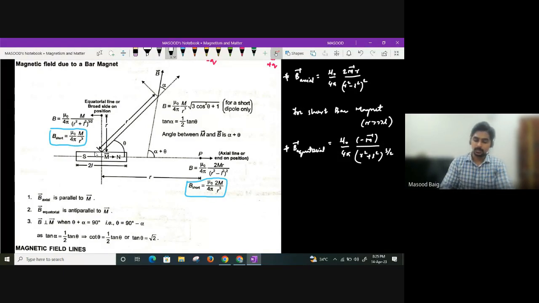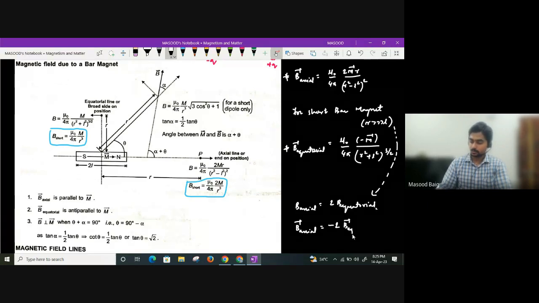So what we can tell, if you just compare both of these? And I'm talking about short bar magnet, guys. So for short bar magnet, magnetic field at axial point will be 2 times the magnetic field at equatorial point. This is only in scalar form, guys. If I write it in vector form, magnetic field at axial point will be minus 2 times the magnetic field at equatorial point. Is that clear?